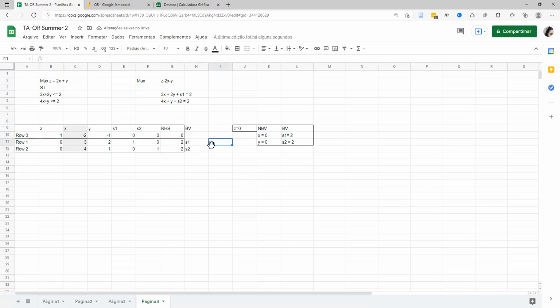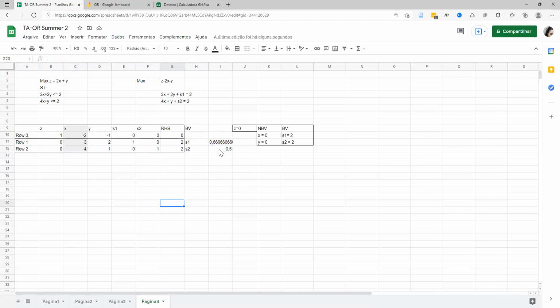For us to do this, we have to divide the right-hand side by the number in the same row and in the column of the variable that we want to increase. Doing that, we find that the smallest positive number is going to be in row 2. It's going to be the division of the right-hand side by the 4 of the x column.